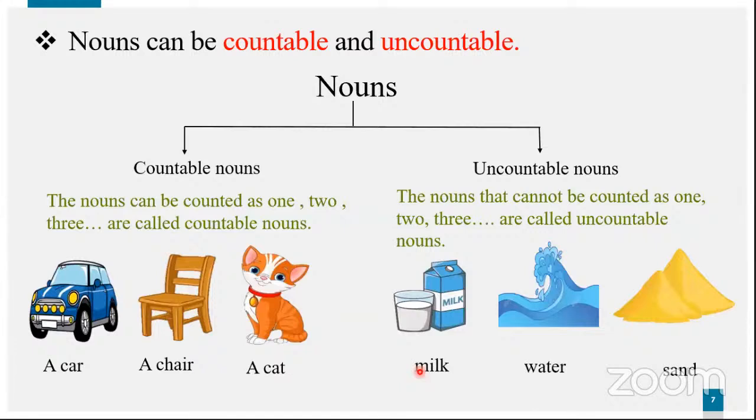So we can't say 1 milk, 2 water, 3 sand. We can't use these words with numbers. Therefore, we call these nouns uncountable nouns. Again, first we thought about nouns, and there are two parts of nouns. First one is countable nouns, and the second one is uncountable nouns.